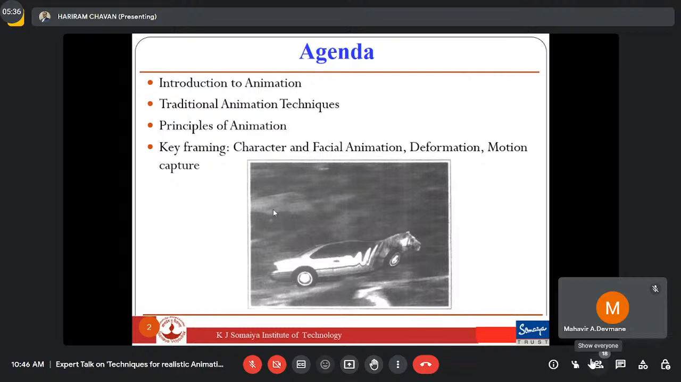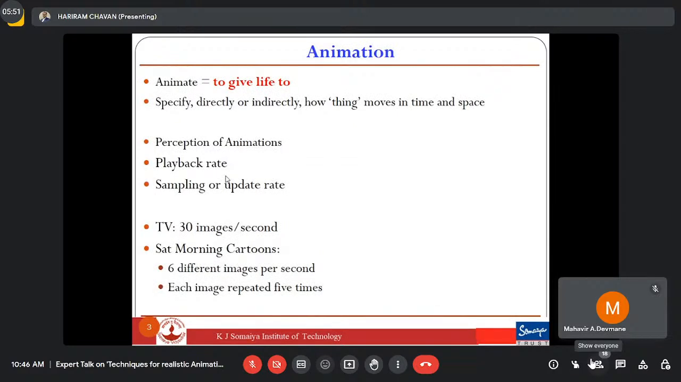I hope you might have gone through your textbooks, and the picture which I have represented here is one of the pictures given in your Hand and Baker, which I hope is a textbook for you. Okay. Even though I have defined what animation is, which is giving life to something and making it alive, let me tell you about animation. As I said before, animation is related to computer graphics.